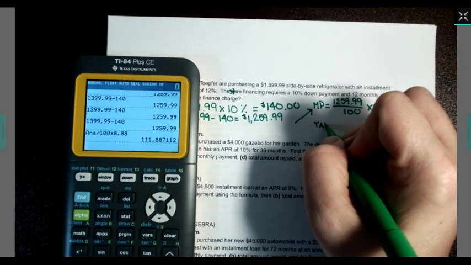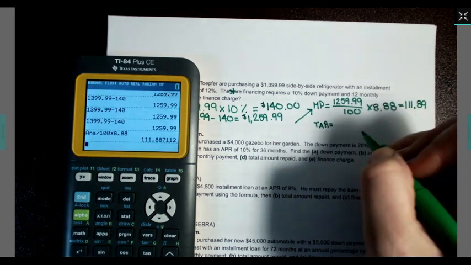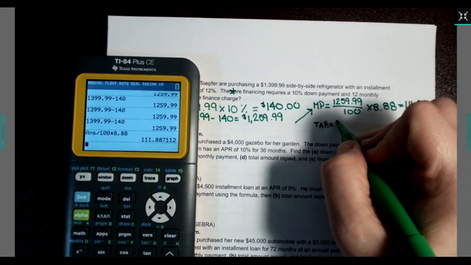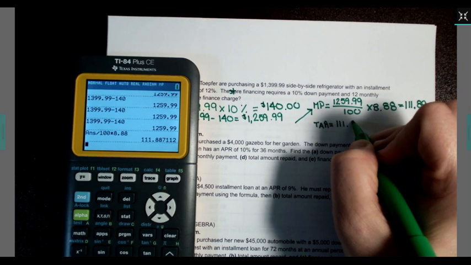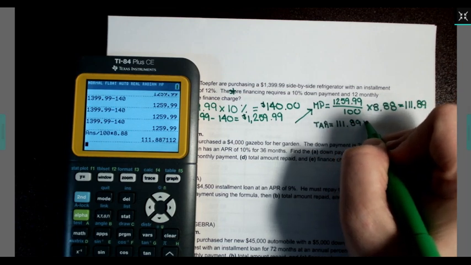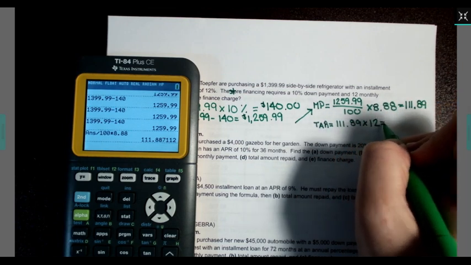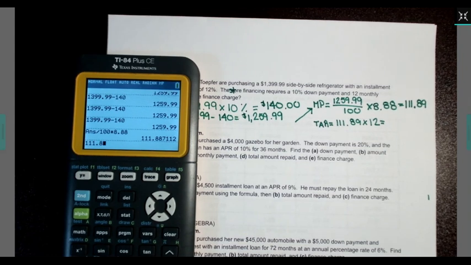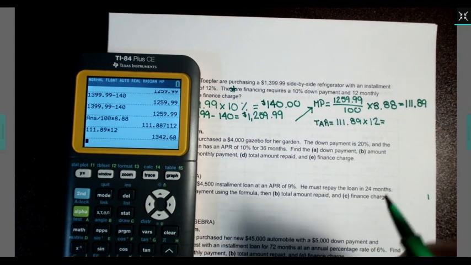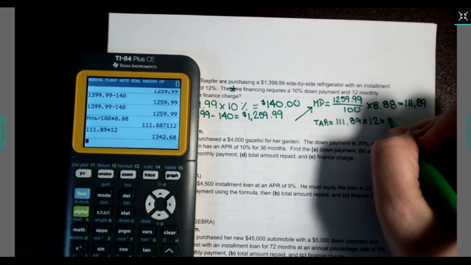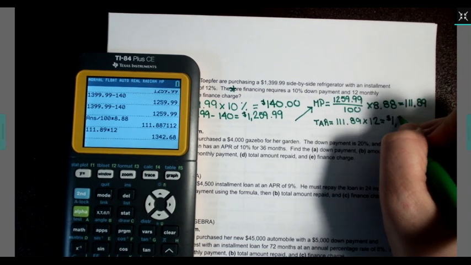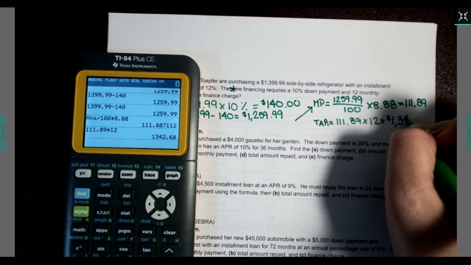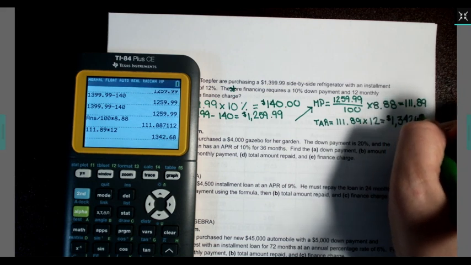So I want to find my total amount repaid. We're going to take our monthly payment, $111.89, and we're going to multiply it by the 12 months that we pay this loan off. 111.89 times 12. Over the course of the 1 year, we make payments that total $1,342.68.